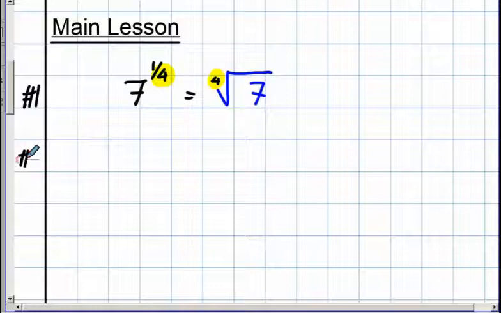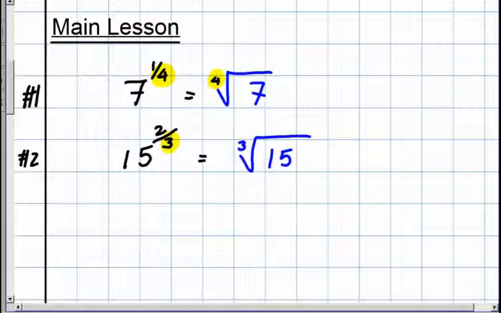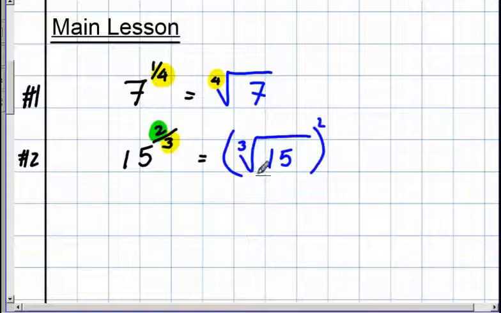Example 2. 15 to the power of 2/3. Now, just stick with what we learned in example 1. That means that I'm finding the third root, the cube root of 15. But there's a number other than 1 as the numerator. So that means whatever I've got there, I am then going to square. Okay? I'm going to raise that answer to the power 2.